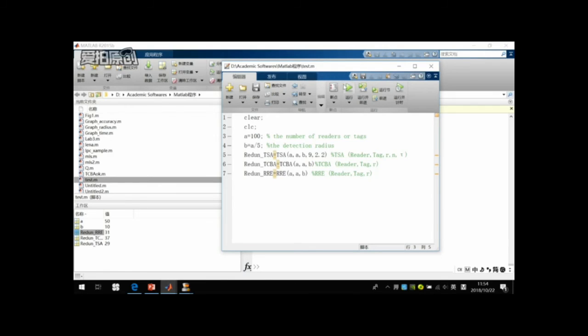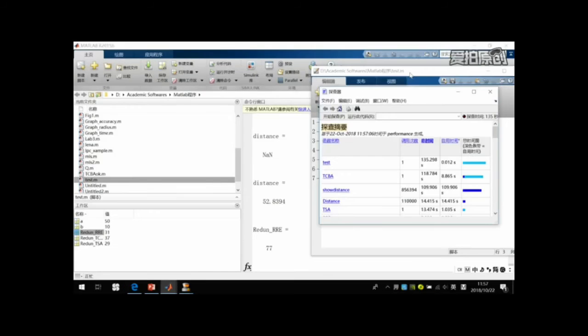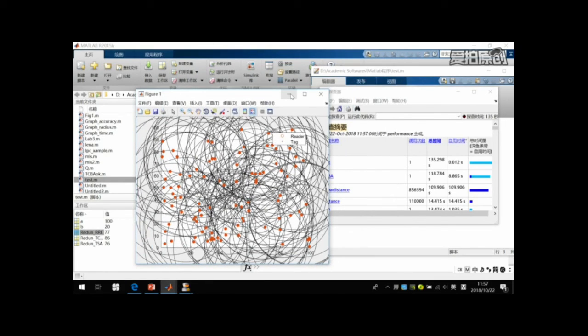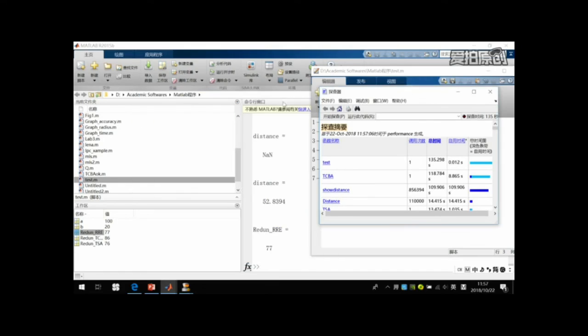shorter time. Okay, this is the result, and we can see from this that the TCBA has the best performance in detection accuracy. It detects 86 redundant readers. However, RE only detects 77 and the TSA 76.